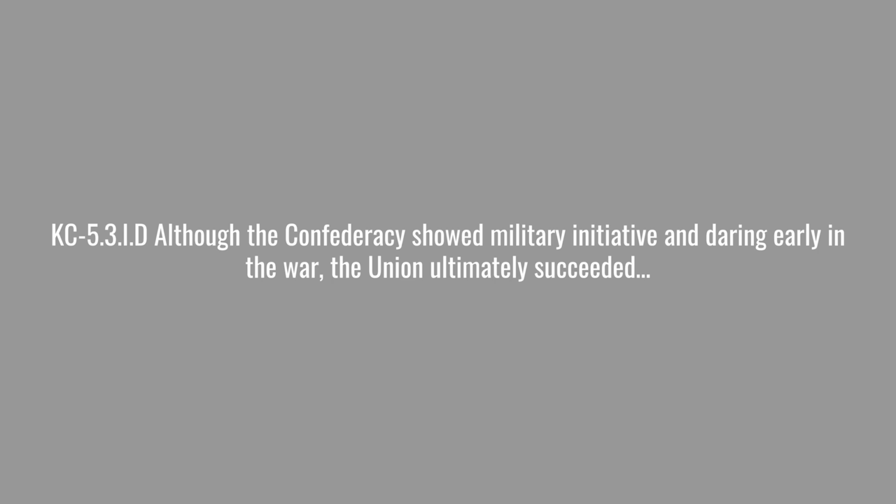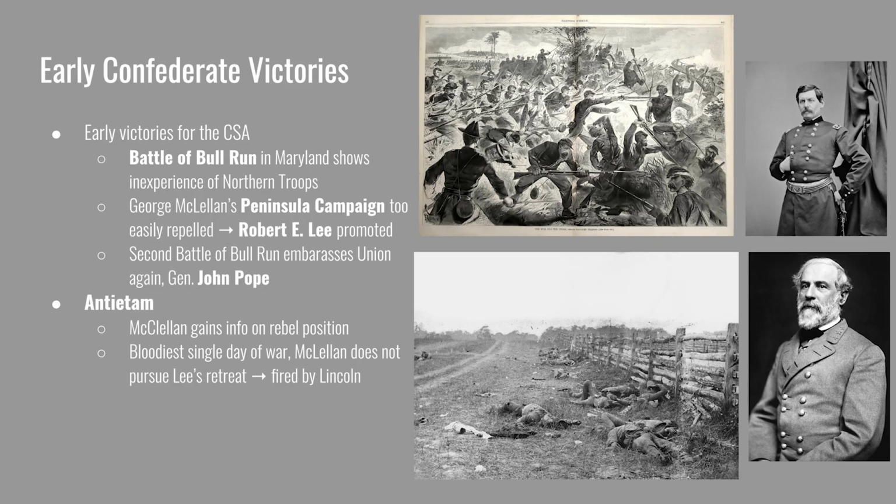There's one more key concept in this lecture, but it's broken up into two parts. The first says the Confederacy showed military initiative and daring early in the war, though the Union ultimately succeeded. The early parts of the war looked very hopeful for the Confederacy. The Battle of Fort Sumter was an initial Confederate victory. The next major battle, the Battle of Bull Run, just outside of Washington, D.C., Union troops are defeated. It highlighted the inexperience of the Union troops as they lost their nerve in the chaotic fighting.